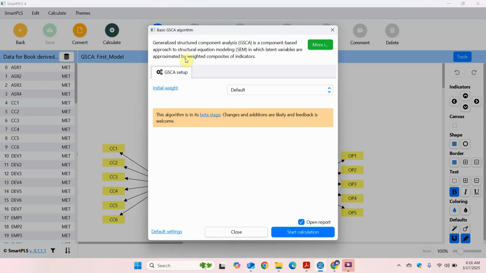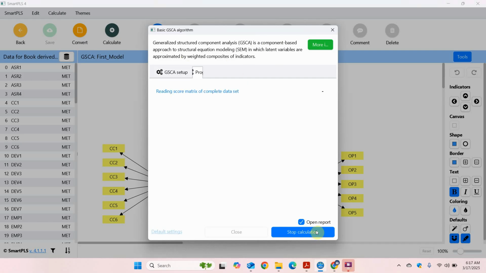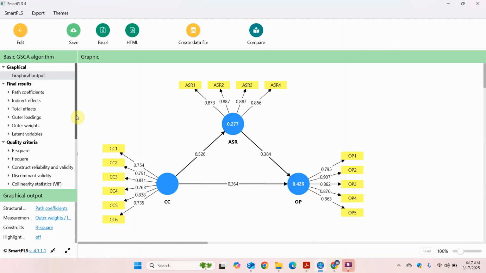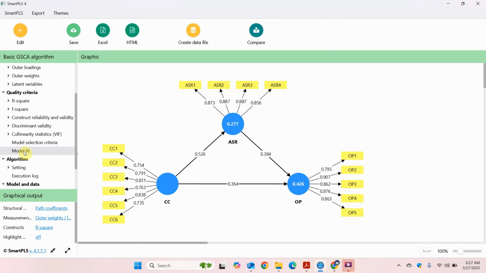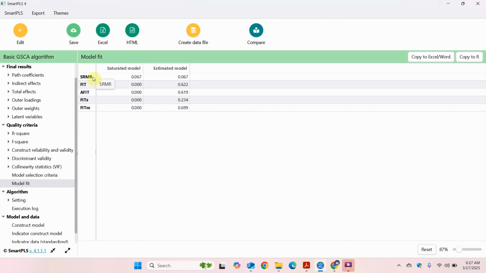Now this is an approach to structural equation modeling, just as we had PLS or variance based, or we had covariance based in PLS as well. Now we will start. And on the left hand side, we will have our model fits. Now we've got 1, 2, 3, 4, 5 model fits. You will see that there are other model fits in GSCA as well, but they are not yet available in Smart PLS, but soon they will be.